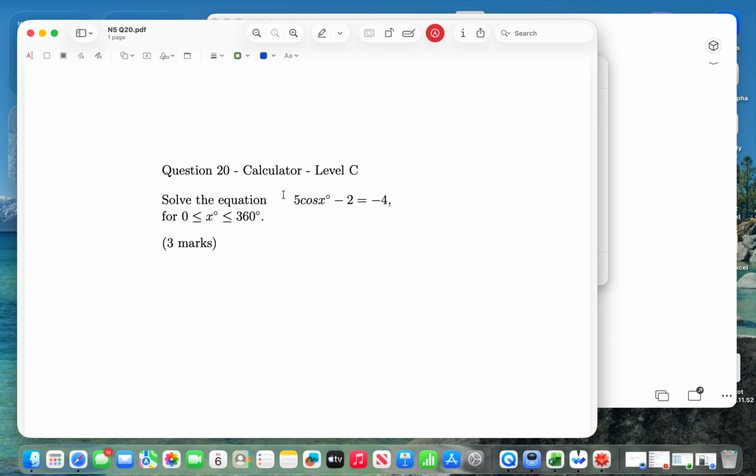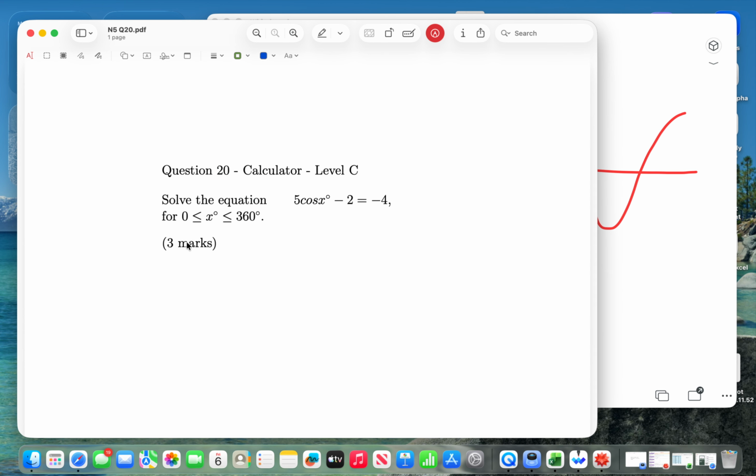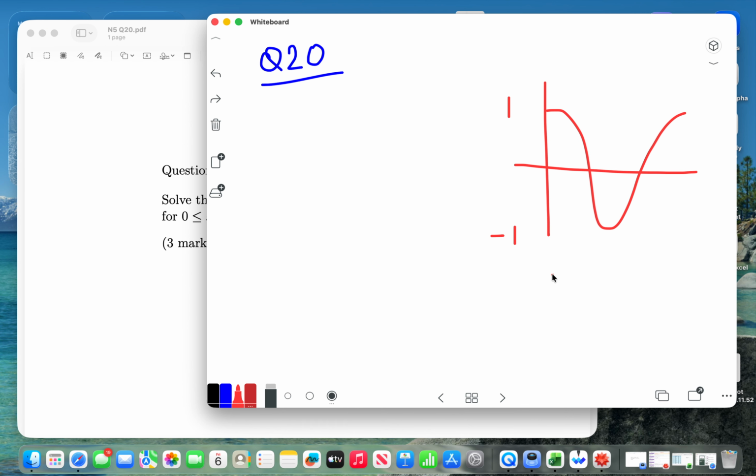So we want to solve this, and we want to get cosine on its own. Now if you make a sketch of the graph of y equals cosine of x, the maximum is 1 and the minimum is -1. So we want to get this equation in the form cosine of x equals n. And n must be between -1 and 1.